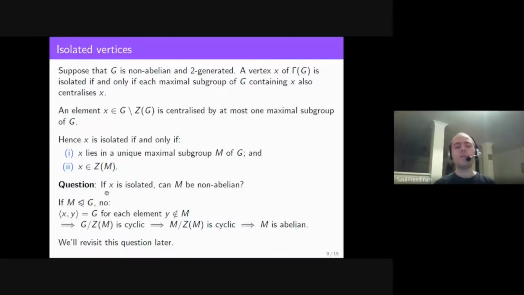What you should remember is that if we have an isolated vertex X and it lies in a normal maximal subgroup M, then M must be abelian.